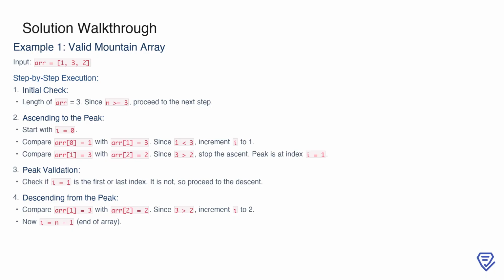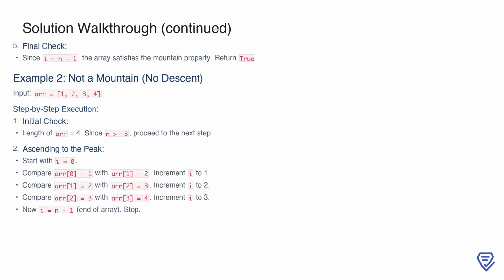During the descent, we compare arr[1], which is 3, with arr[2], which is 2. Since 3 is greater than 2, we increment i to 2. Now i equals n-1, which means we have reached the end of the array. At this point, we perform a final check. Since the pointer i is equal to n-1, the array satisfies the mountain property, and we return true.